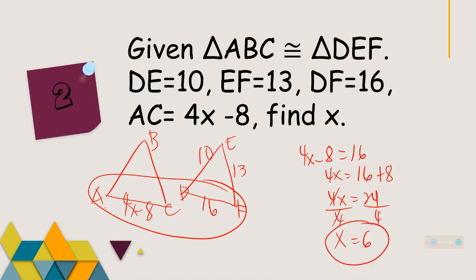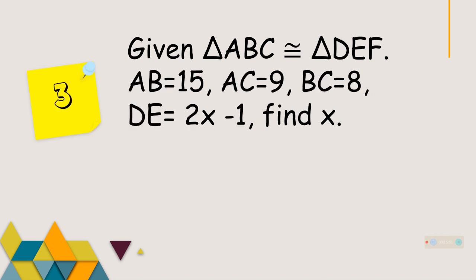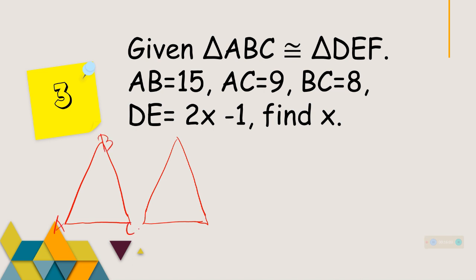Let us check. If you are going to substitute 6 in place of x, 4 times 6 is 24, minus 8 is equal to 16, which is the same with this one. Question? Okay, let's proceed with number 3. So, given again triangle ABC. We have to master drawing the two triangles. We have triangle ABC again, then DEF.